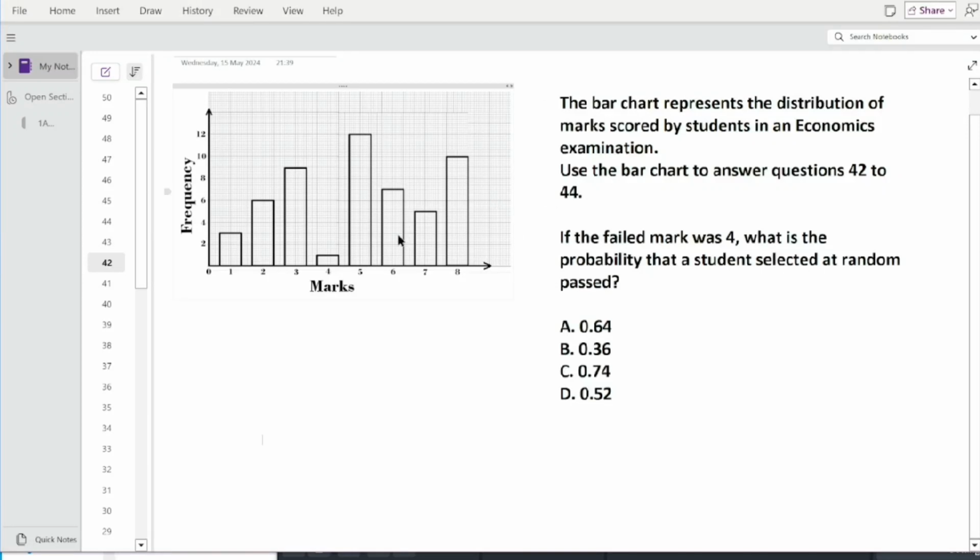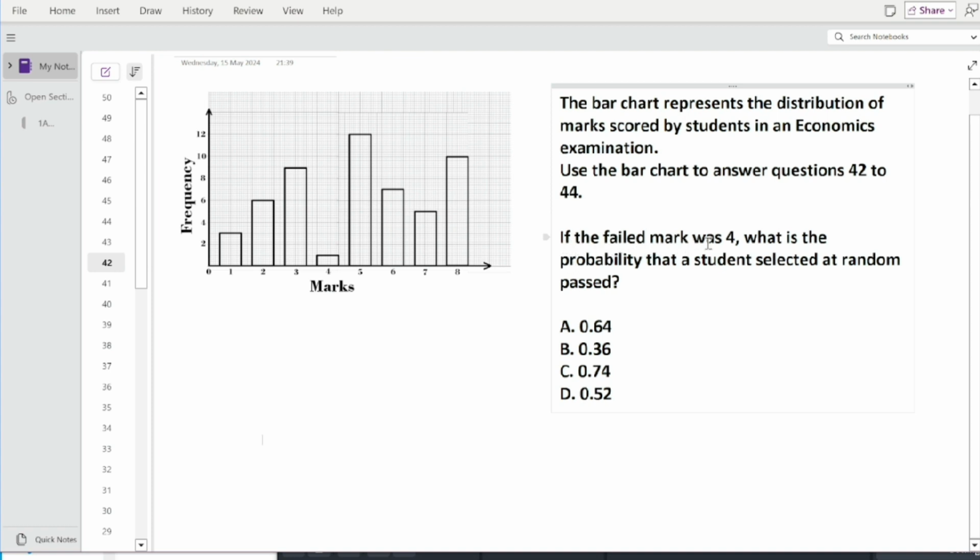We have a bar chart here, we have our frequency, and we'll have our marks here. The bar chart represents the distribution of marks scored by students in an economics examination. Use the bar chart to answer question 42 to 44. Now let's start with question 42.